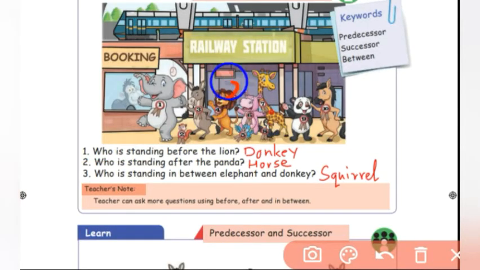See? It's a donkey. You can write here donkey. Who is standing after the panda?